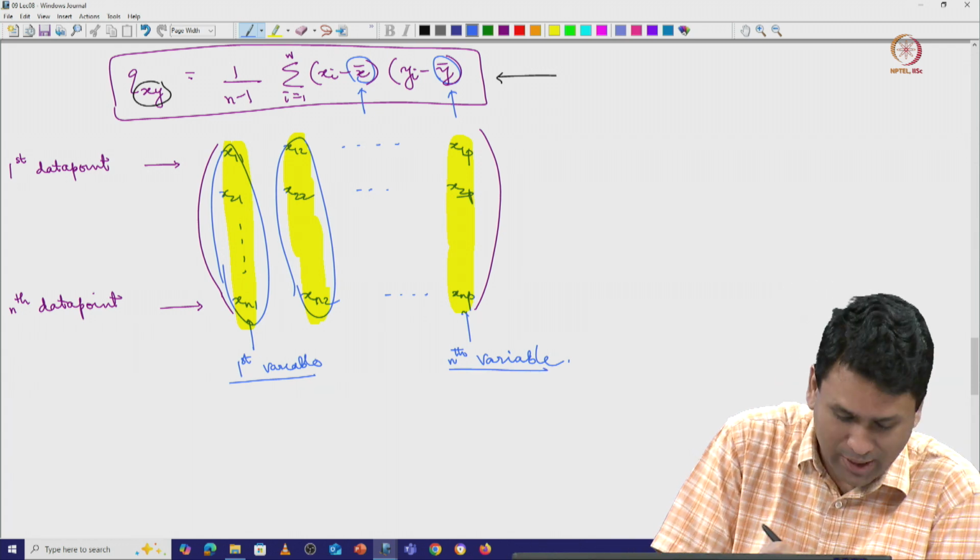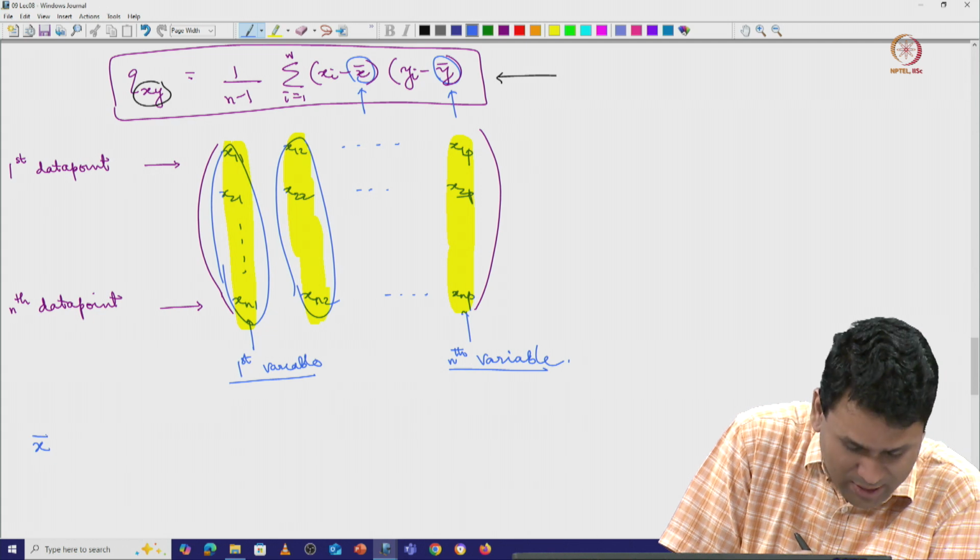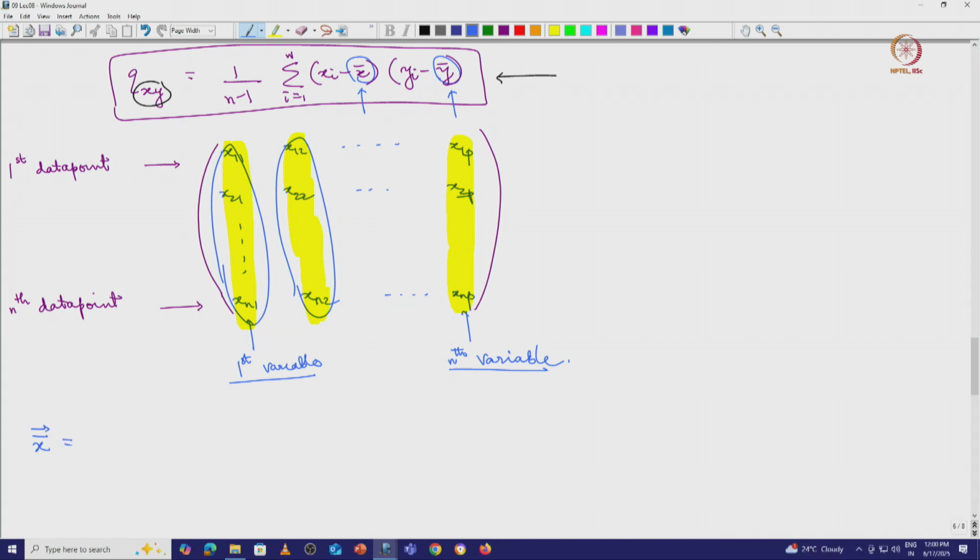So let us see how we can write this. We have to write the vector of sample means. This is a row vector that has the average of x1, the average of x2, and so on and so forth up to the average of xp. Now you know that you can write the average of x1 as 1 over n sum i going from 1 to n xi1. Then you can write the average of x2 as 1 over n sum i going from 1 to n xi2, and so on and so forth up to 1 over n sum i going from 1 to n xip.